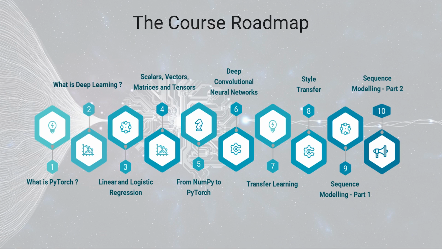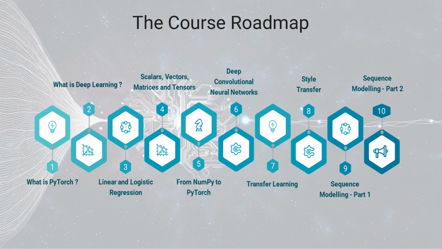This course is broken down into 10 sections or chapters, and the course is divided into two halves. The first half, chapters 1 to 5, are more about the basics and fundamentals of PyTorch, and the second half, chapters 6 to 10, are focused on applications.